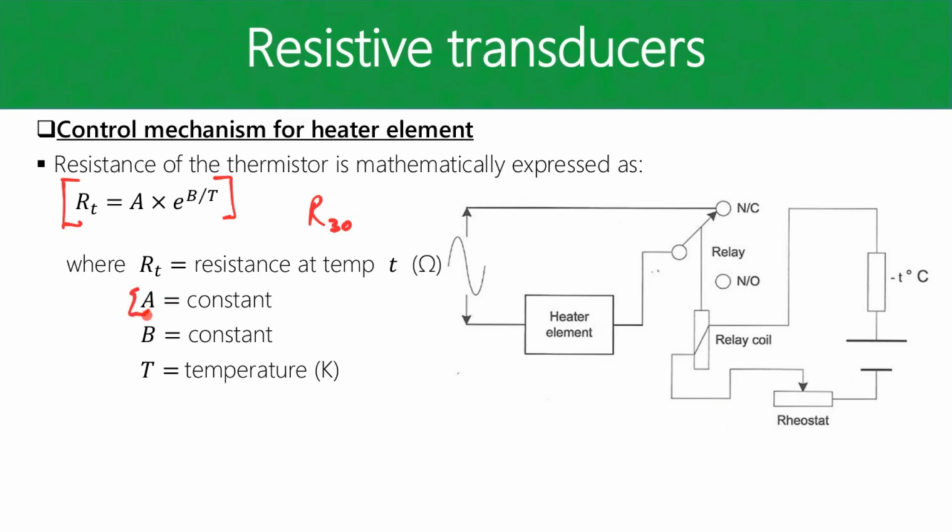So mostly we will have to calculate these two constants from two different operating conditions given to us for our thermistor. But those constants are not too difficult to calculate. Then we can also have the temperature. So also take note that the temperature unit here is Kelvin.